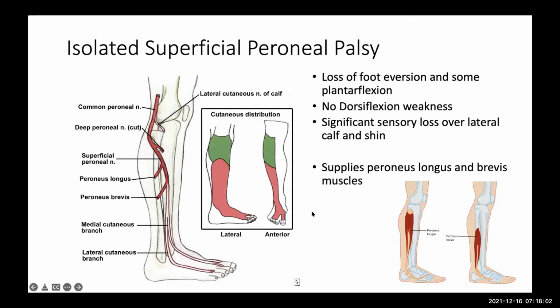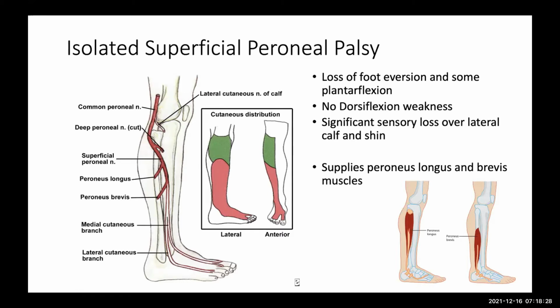So, quick review for the isolated superficial peroneal nerve palsy: you're going to lose foot eversion and some plantar flexion, and that's because your peroneus longus and peroneus brevis muscles are innervated specifically by this nerve. You're not going to have a very significant amount of dorsiflexion weakness. So the eversion is what you'll notice more, and then they will usually have a lot more sensory symptoms than the other patient.